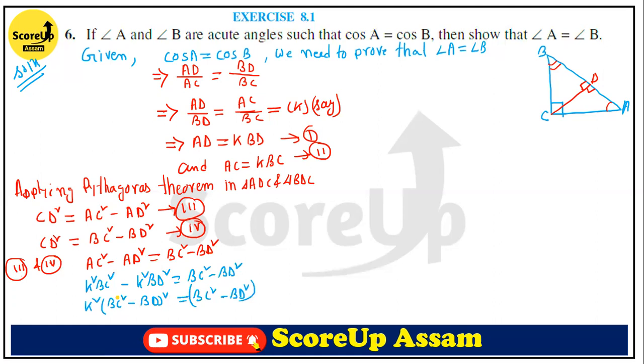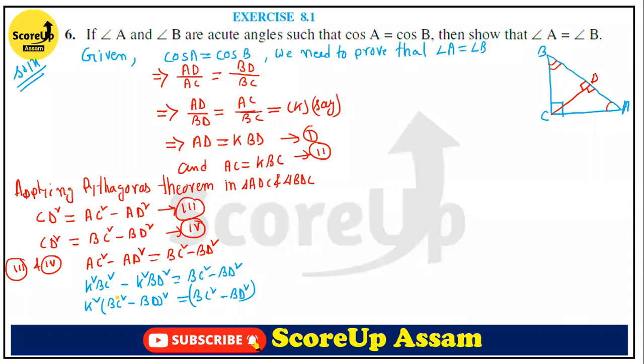Can anyone tell me what you will get? We will get K square into BC square minus BD square is equal to BC square minus BD square, right? Is it clear to everyone? You should respond, or do you have any doubt?